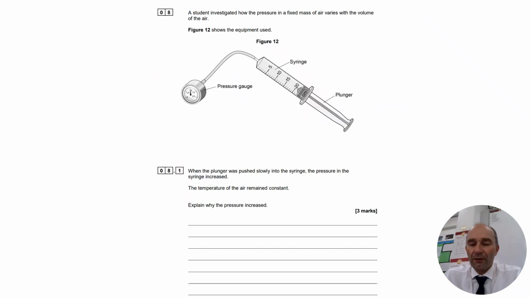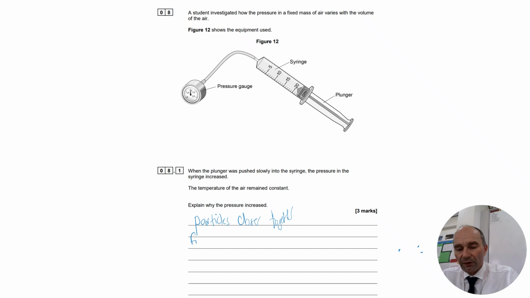So question 8 is all about pressure. A student is investigating how the pressure in a fixed mass of air varies with the volume of that air. So we've got our syringe connected to a pressure gauge. Now 8.1, when the plunger was pushed slowly into the syringe, the pressure in the syringe increased. The temperature of the air remained constant. Explain why the pressure increased. Well, first of all, you're pushing the air particles closer together. So that's going to be our first mark.